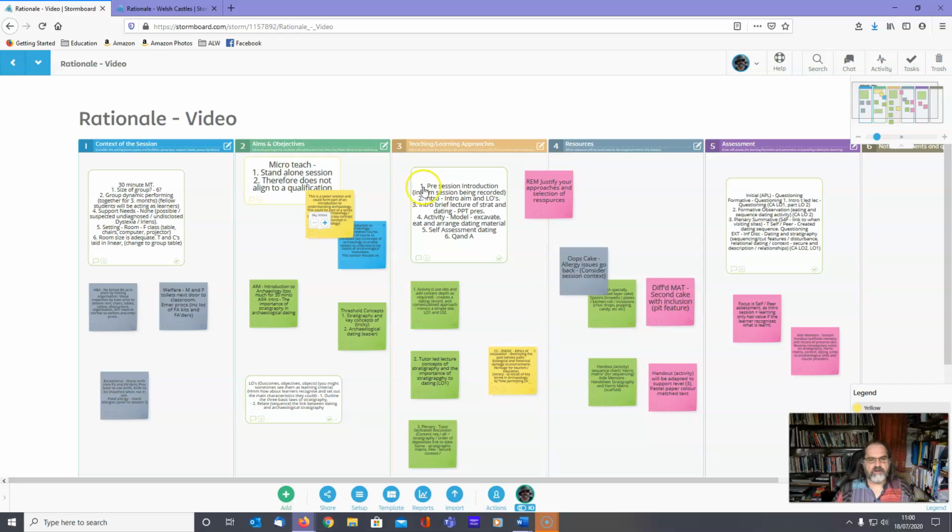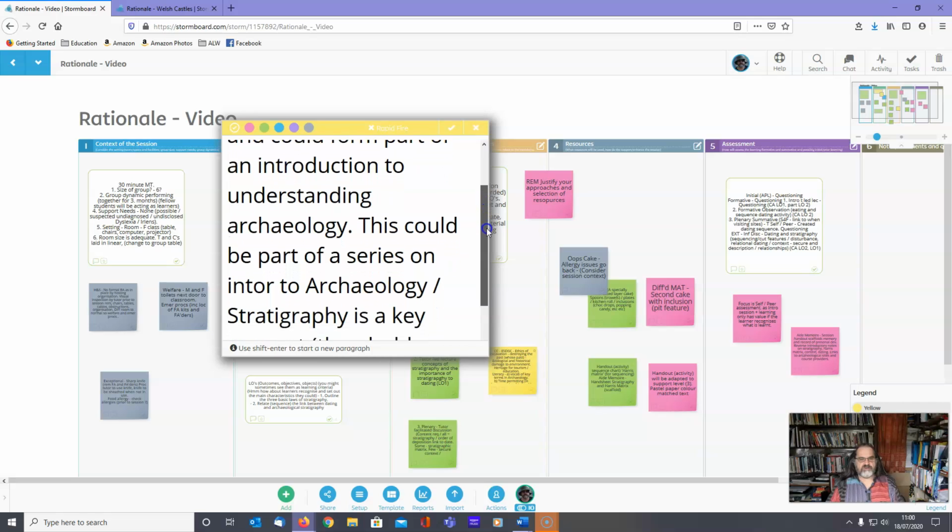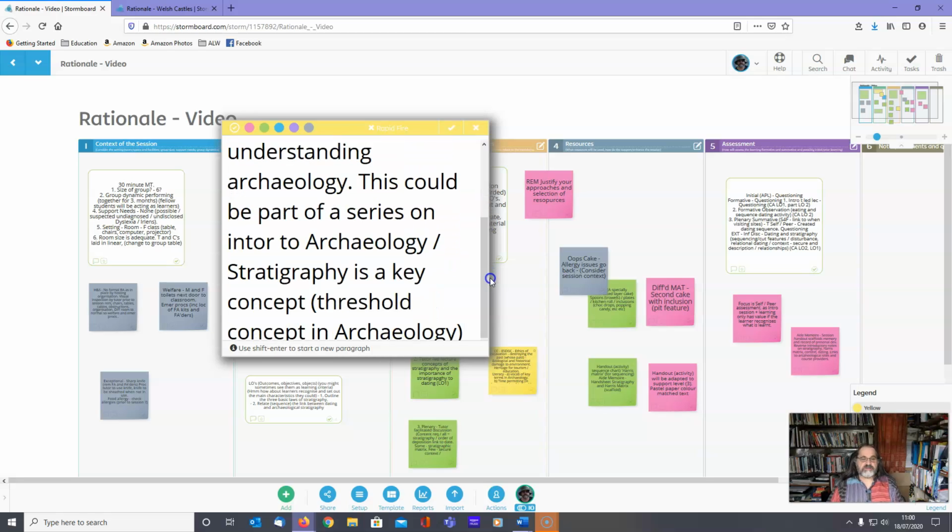Okay, so let's edit that. What I've said is this is a taster session and could form part of an introduction to understanding archaeology. This could be part of a series on Intro to Archaeology. Stratigraphy is a key concept or threshold concept in archaeology. It doesn't really matter where your punctuation is when you're doing your own notes, but it does matter later on.